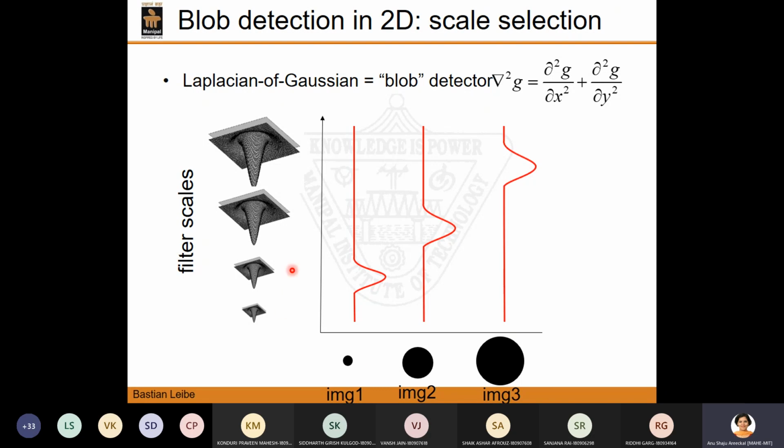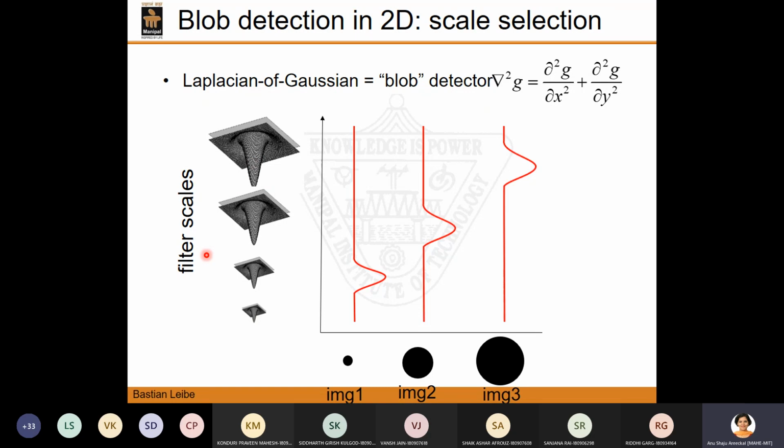One more thing is, since you have a Gaussian operation here, there is one parameter in the Gaussian operation which you can control, which is the value of sigma, to get a blob size of our choice.